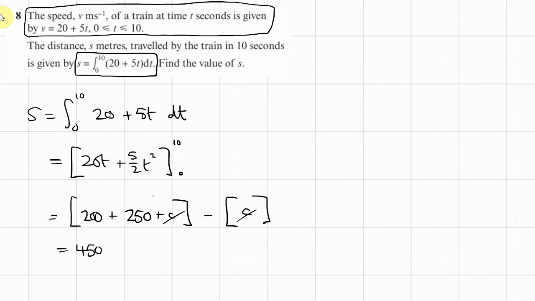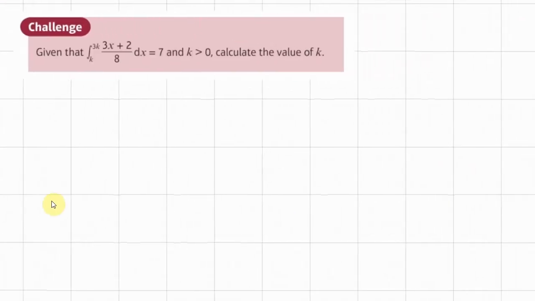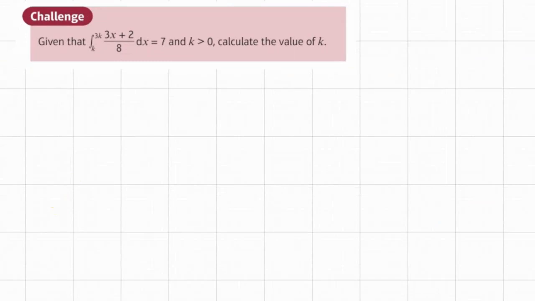Like, for question 8, it doesn't seem right how it was so easy, but it was, and that is the answer they were looking for. I don't know why that was a question there, but hey, it might have confused you from how easy it seemed to be. And then our challenge question.